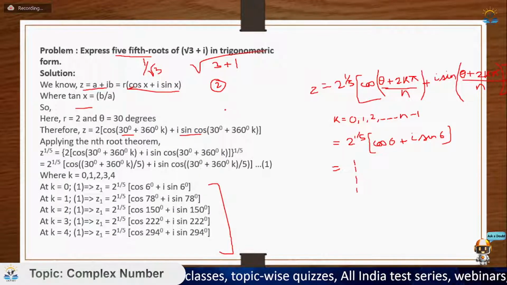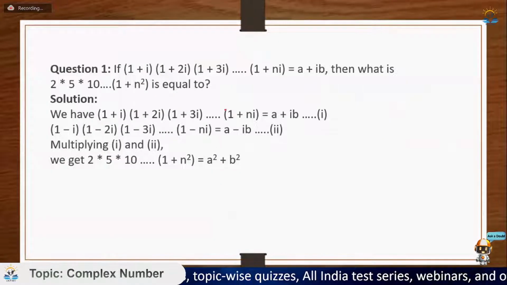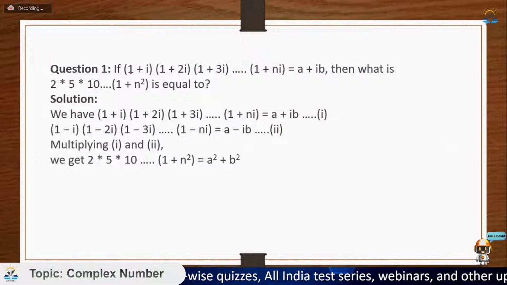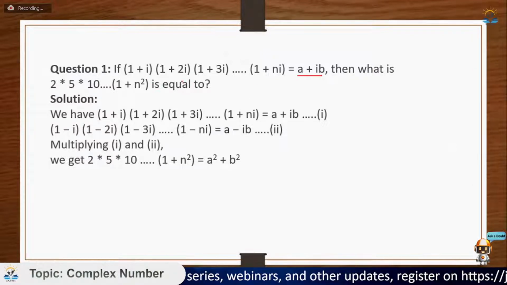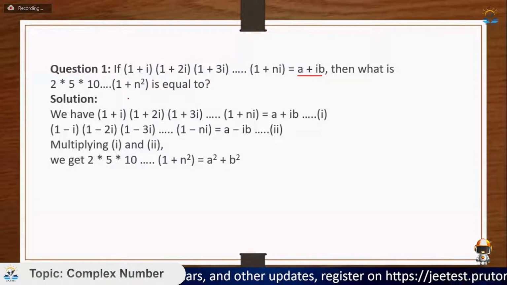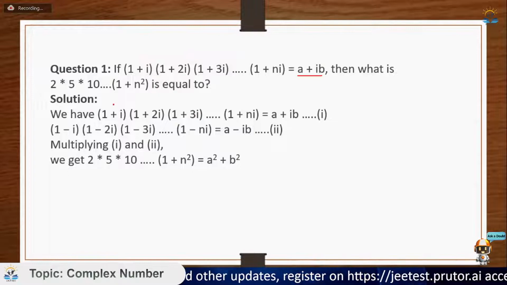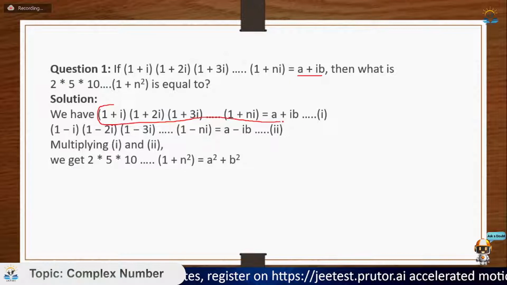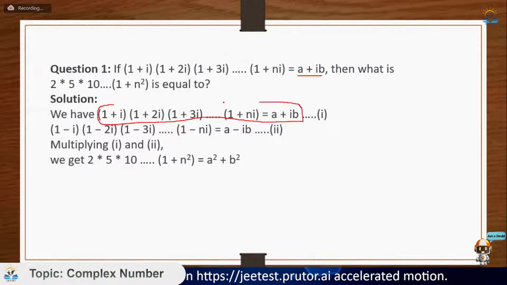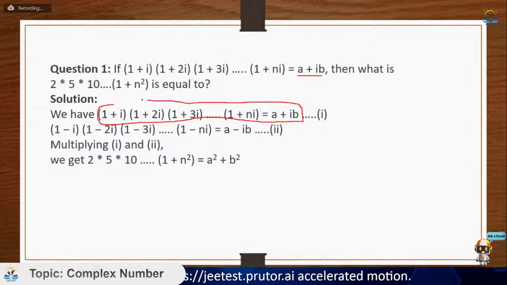Okay. Moving ahead. If (1 plus iota)(1 plus 2 iota)(1 plus 3 iota) up to (1 plus n iota) is equal to a plus ib, then what is the value of 2 into 5 into 10 up to (1 plus n square)? I have been asked for its value, and I have been given that this whole expression is equal to a plus iota b.